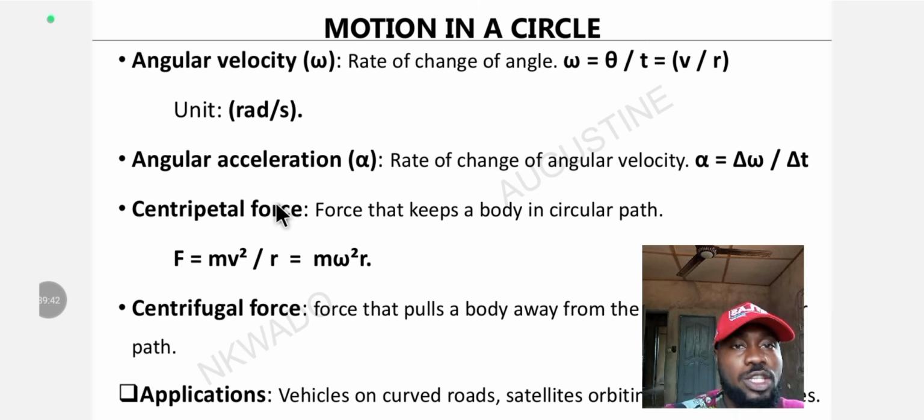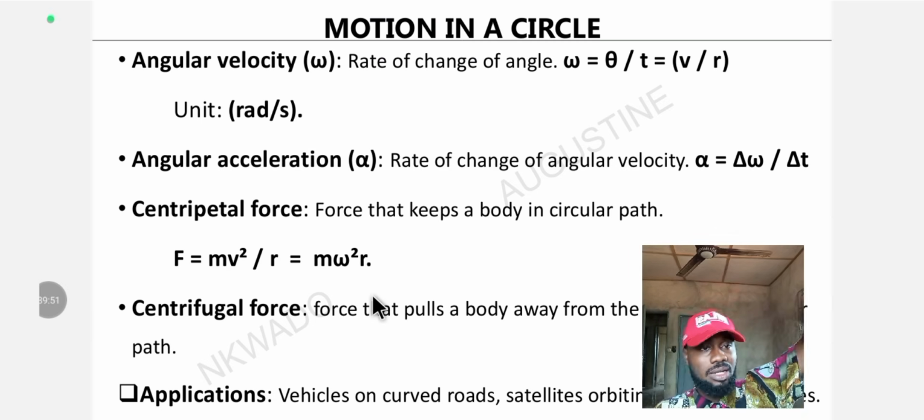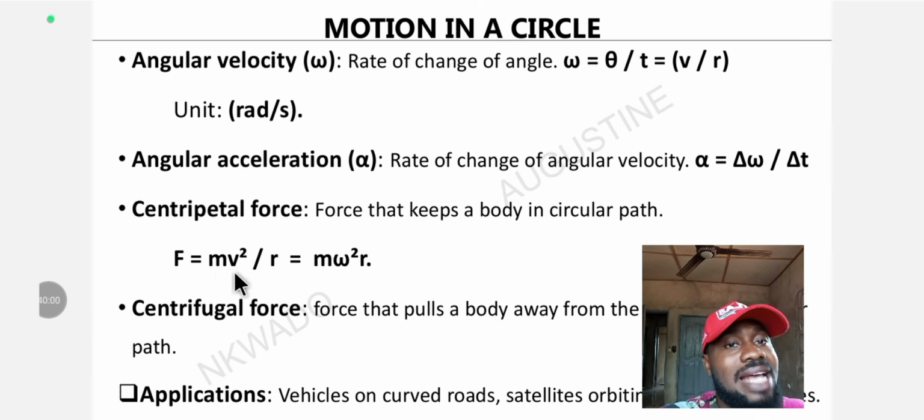The next we have here is centripetal force. And what is centripetal force? It's very easy. Centripetal force is the force that keeps a body moving round a circular path. The force that keeps a body round a what? A circular path. That is centripetal force. And it has two formulas.